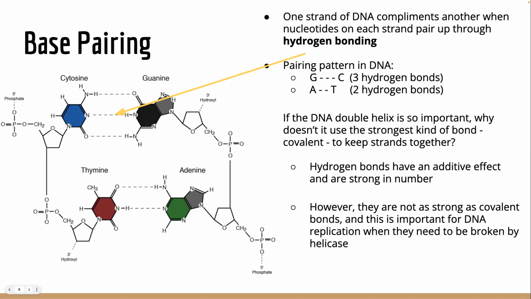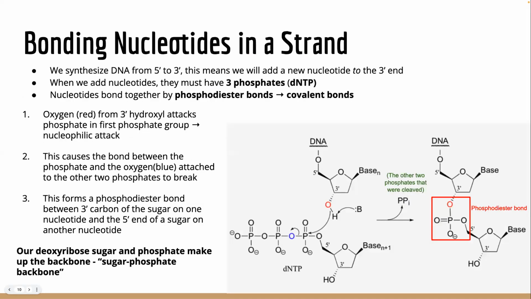And this is talking about why the double helix doesn't use covalent bonds to hold itself together. Basically, those strands need to unwind. Helicase needs to be able to come in there and separate those strands. If those were covalent bonds, you wouldn't be able to do that with just DNA polymerase. So they need to be hydrogen bonds in order for DNA to be replicated.